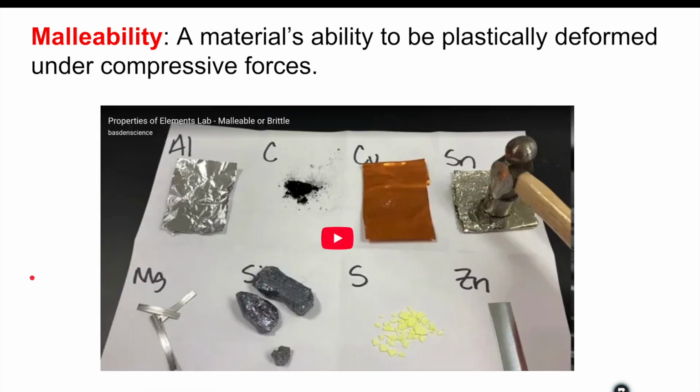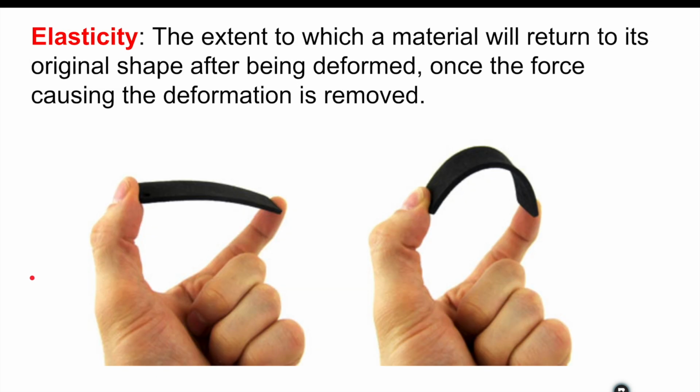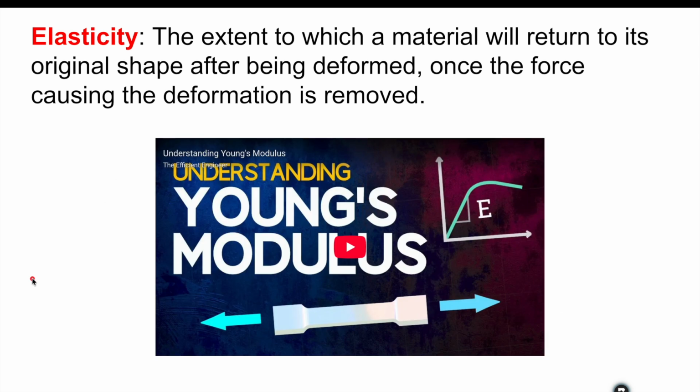This is a quick video. It shows you about malleability of different common elements. Elasticity is the extent to which a material will return to its original shape after being deformed, once the force causing the deformation is removed. This is a little video about Young's modulus. Please have a look at that.